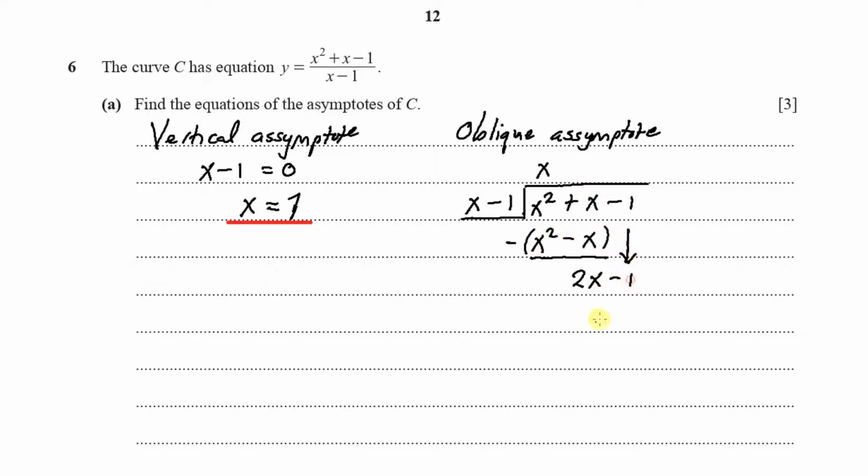Bring down the minus 1. x into 2x, that's plus 2, and multiplying 2 times x minus 1, we get 2x minus 2, and subtracting, the remainder here comes out as minus 1 minus minus 2, so the remainder comes out as 1. But what we're concerned about is the quotient here, which is x plus 2, and therefore the equation of the oblique asymptote will come out as y is equal to x plus 2. So this is what we have for the oblique asymptote. So these are the equations of the two asymptotes of the curve C.